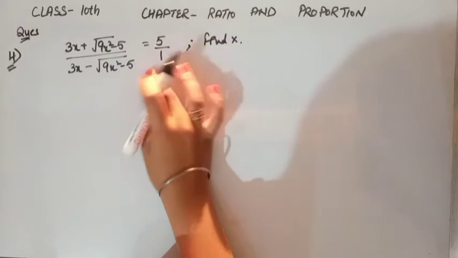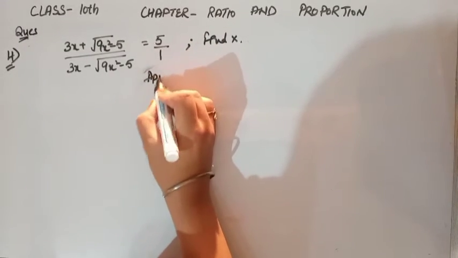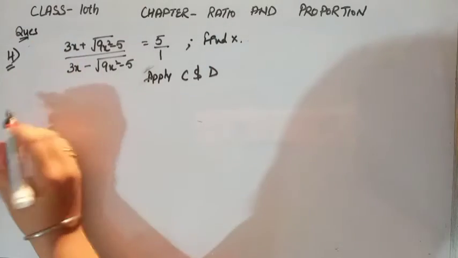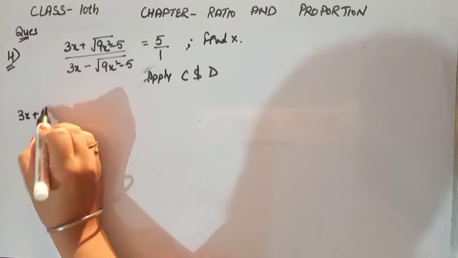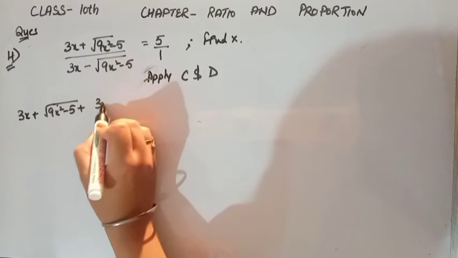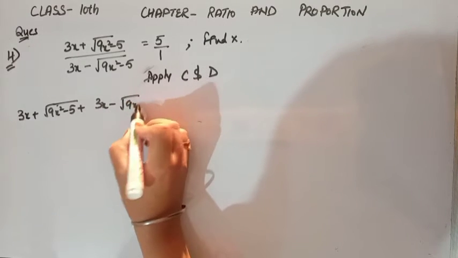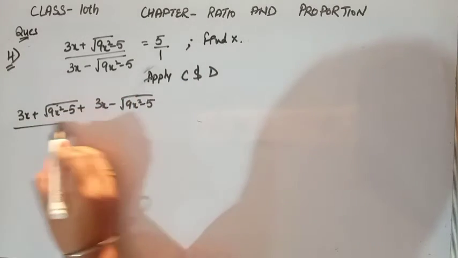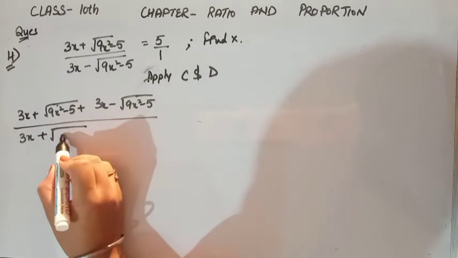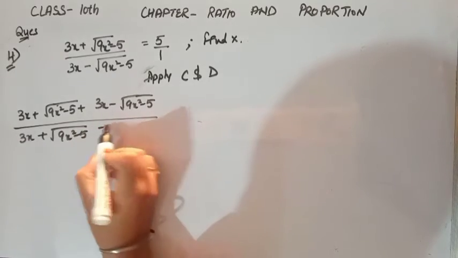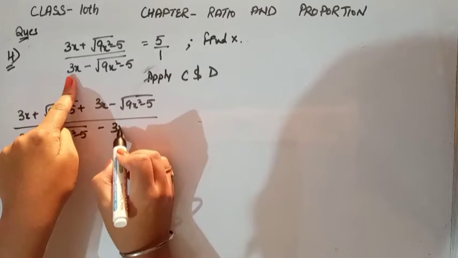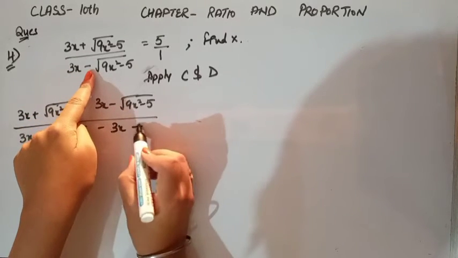Apply componendo and dividendo over here. What will we get? Numerator plus denominator upon numerator minus denominator, minus of this is minus 3x, and minus of minus will result in plus.